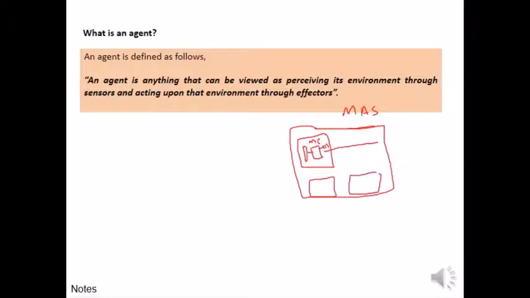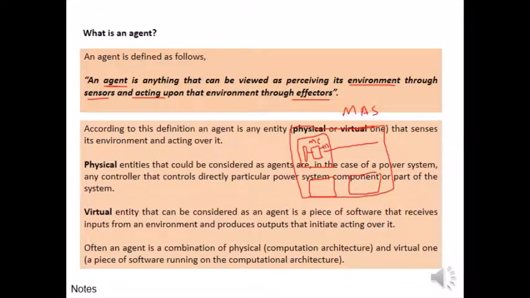Okay, so the definition is that an agent is anything that can be viewed as perceiving its environment through sensors and acting upon that environment through effectors. So the agent is working in some environment and it's sensing something, and sometimes when it wants to act upon the sensor values, it uses effectors. According to this definition, an agent is any entity, physical or virtual, that senses its environment and acts over it.